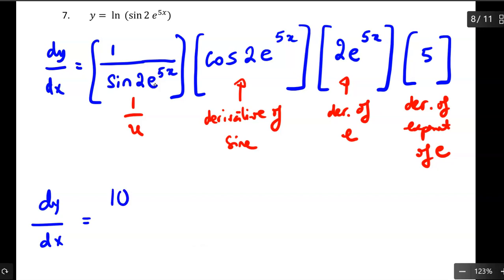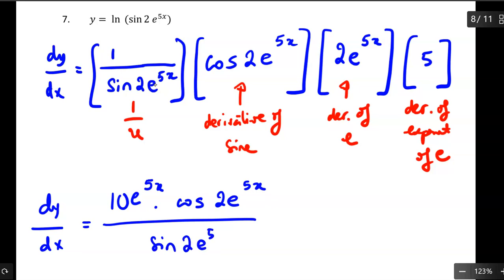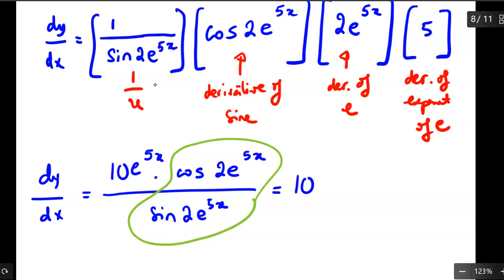10 e to the 5x multiplied by cos of 2e to the 5x, the whole thing divided by sine of 2e to the 5x. So if you note that cos over sine is cotangent. Okay, so in the end I can write the answer as 10 times e to the exponent 5x times cotangent of 2 times e to the exponent 5x as the final answer.